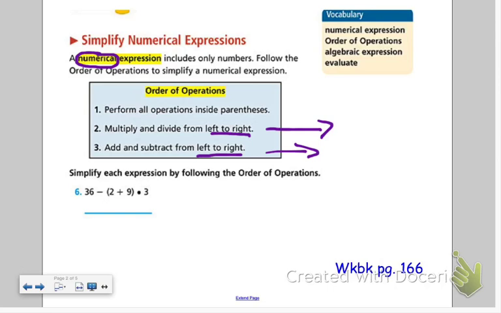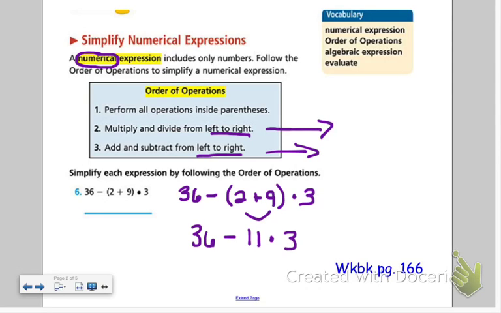Take a look at number 6. We're going to do this one together. Simplify the expression by following the order of operations. Let's see. First, I have to perform all operations inside the parentheses. And here you can see that I have 2 plus 9 in my parentheses. So if I do that first, 2 plus 9 is 11. And now I'm going to bring everything down with me.